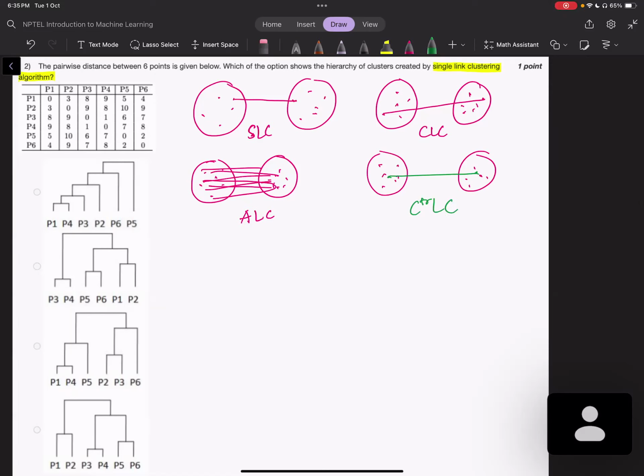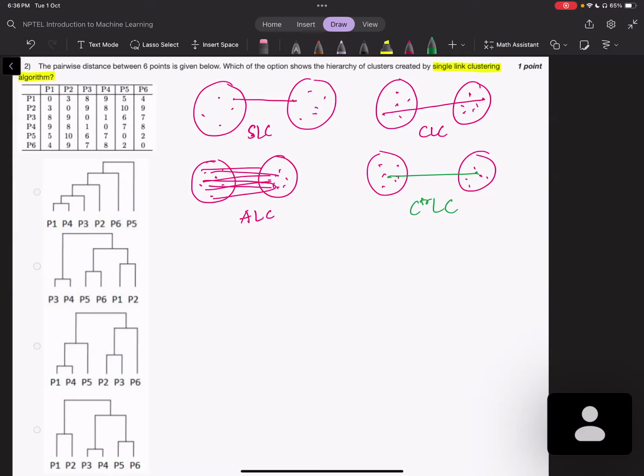Single link means the shortest distance, is it? Shortest distance, yeah. The distance between two clusters is the minimum distance between members of the two clusters. In complete link, the distance between two clusters is the maximum distance between members of the two clusters. In average, you take everything. Okay, so it is asking for the single-link clustering algorithm.